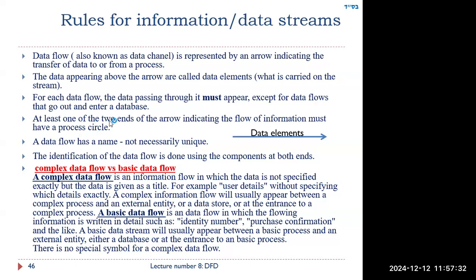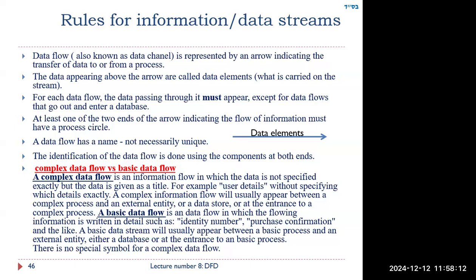At least one of the two ends of the arrow must have a circle, or a process. You can't have a database talking to a database. Data flow has a name, which is not necessarily unique. The identification of the data flow is done using the components at both ends. In other words, since the name is not unique, it could be that the name is user information. User information is going from here to there, and many places are going to user information. So we can say user information from 1.4 to 1.3.